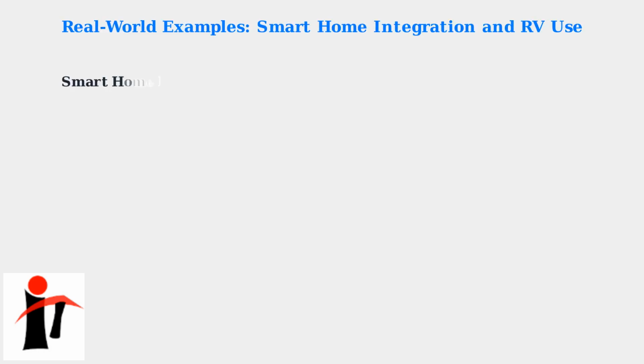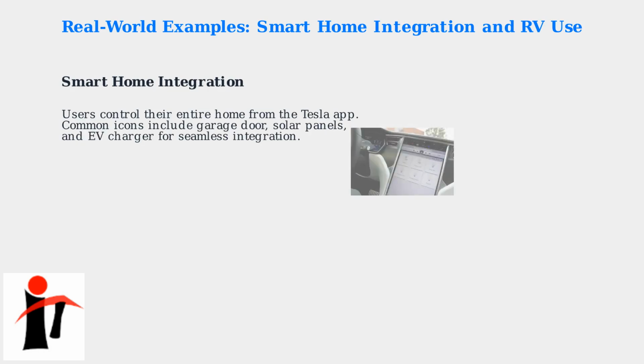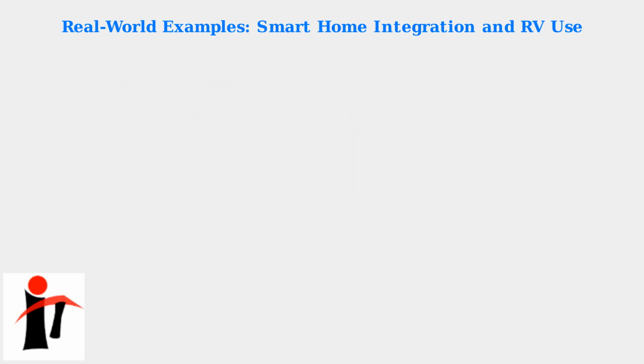Imagine controlling your entire home from your Tesla app. Some users have set up icons for their garage door, solar panels, and EV charger, allowing one-tap access to home automation features. This smart home integration makes daily routines more efficient.